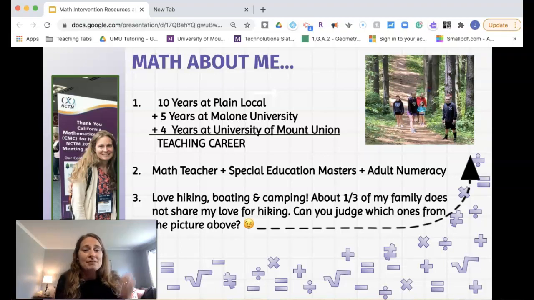And in my free time, I love to hike, boat, and camp. And because this is pre-recorded, I could be doing one of those things right now. But as you can see, a third of my family from this picture does not share my love of the outdoors. I'm sure you can judge from those teenage faces which ones may be happy and which ones not so much.